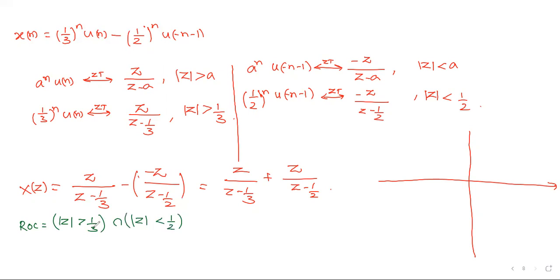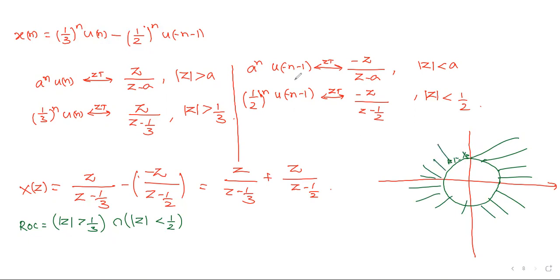Now first you draw the mod z equal to 1 by 3 radius. So 1 by 3 means 0.3 radius. You draw one circle, mod z equal to 1 by 3. What is the ROC? Greater than 1 by 3, that means outside of the circle. Now you draw one more circle with radius 1 by 2. 1 by 2 means 0.5. It is greater than 0.3, right? So here I am drawing one circle with radius mod z is 1 by 2.